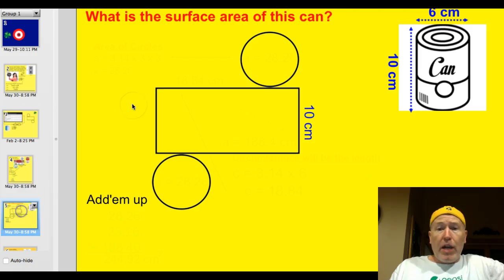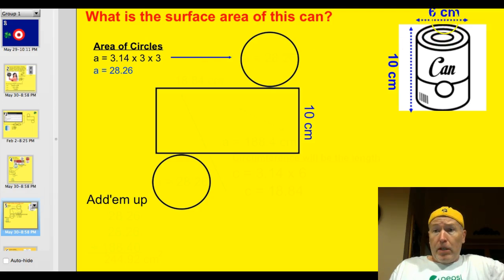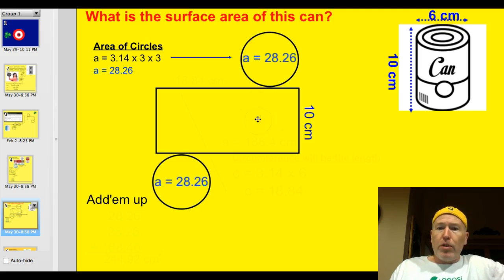Let me do it one more time for you. What's the surface area of this soup can? Or of this can here, I guess. It's not a soup can. It's a can. Well, got to find the areas of the circles. So the area of the circle, the radius is going to be 3 if the diameter is 6. I'm going to slide that down so you can see it. So 3.14 times 3 times 3, pi r squared, gives me 28.26. Pop that in. Those are my two circles.